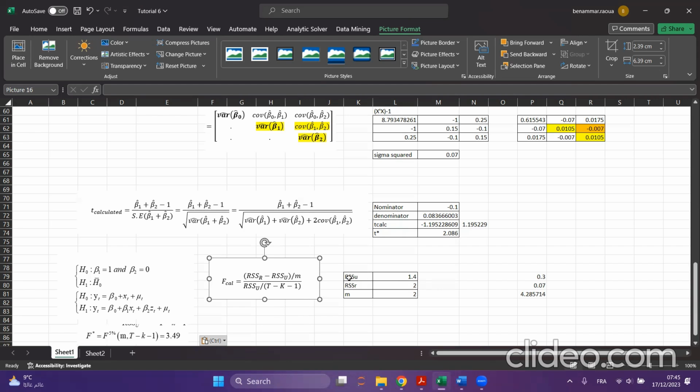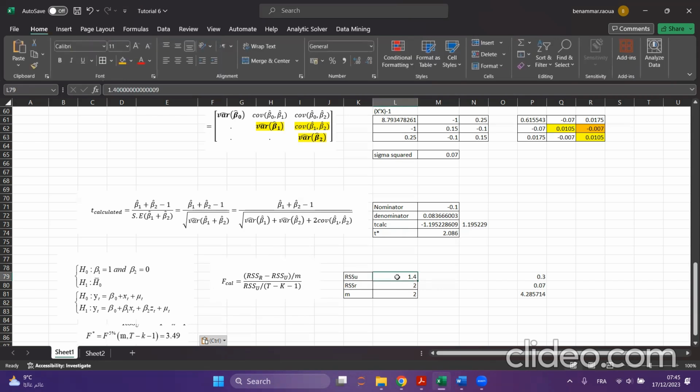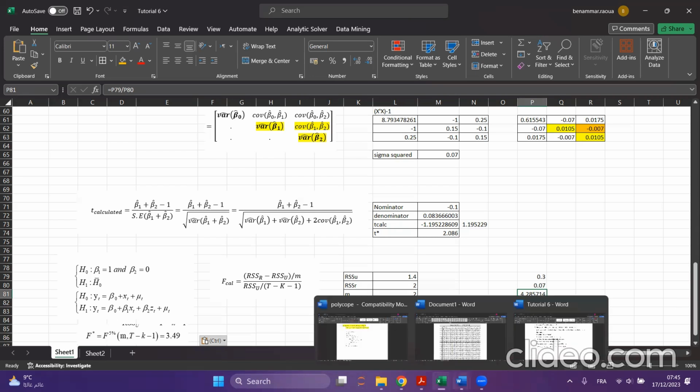We already have the unrestricted RSS, which is 1.4. We calculated it earlier. We are given the restricted one, which is 2. The number of restrictions here is 2. So we do the calculations and we get this value, which is 4.28. We will compare that to the value of F from the table, which is equivalent to F(m, T minus k minus 1). Let's look at the table.